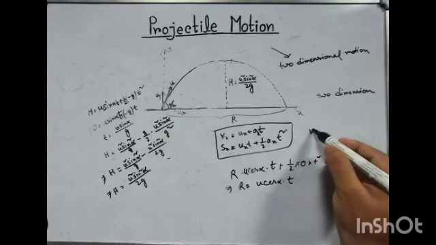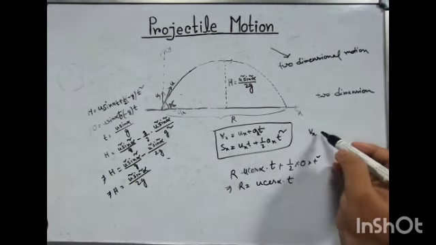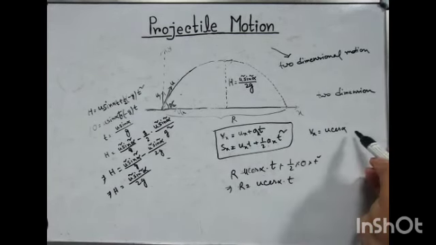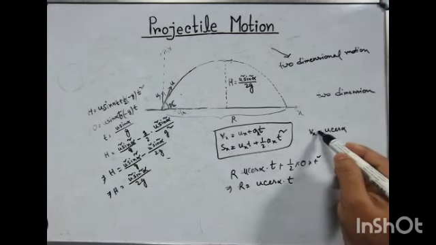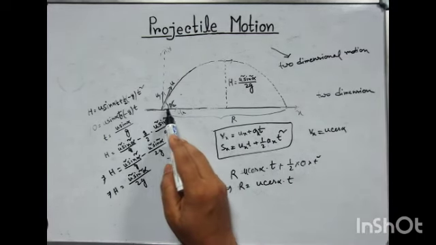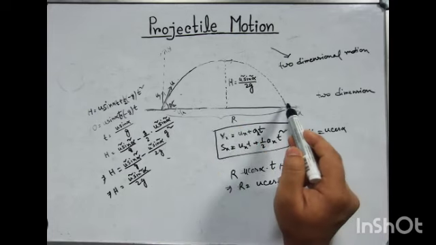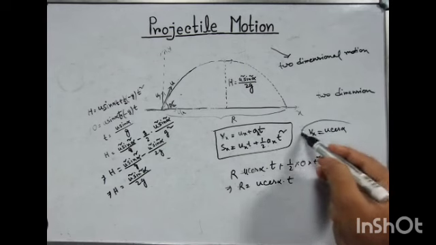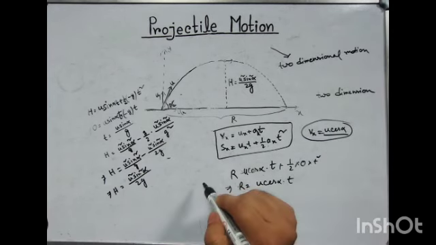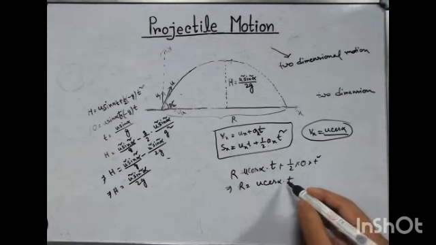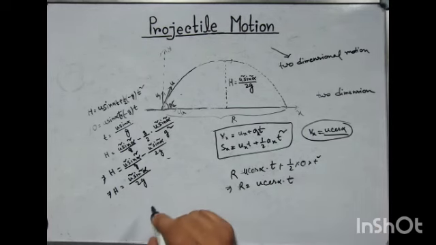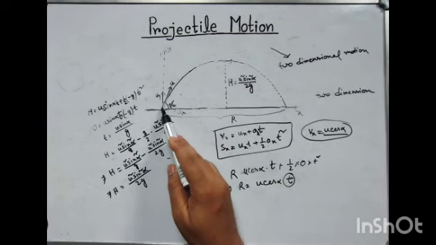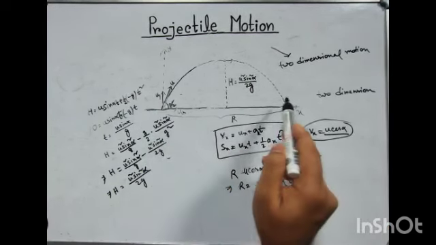And vx, what will be the speed here? vx will be u cos alpha, because ux equal to u cos alpha and ax is equal to 0, so vx will be only u cos alpha. So throughout the motion, the horizontal component of the velocity will remain constant, and that is u cos alpha. So we have to find this t, the time taken to reach the maximum distance.